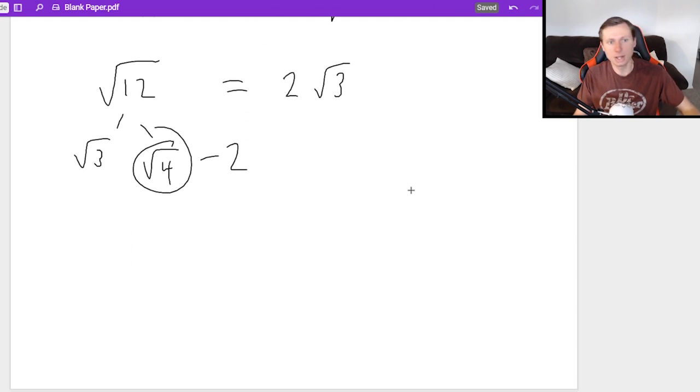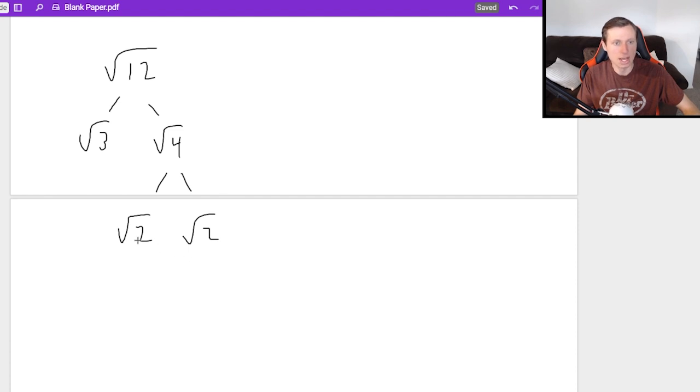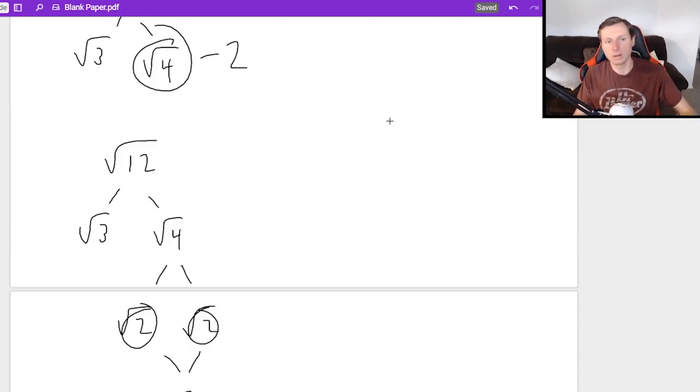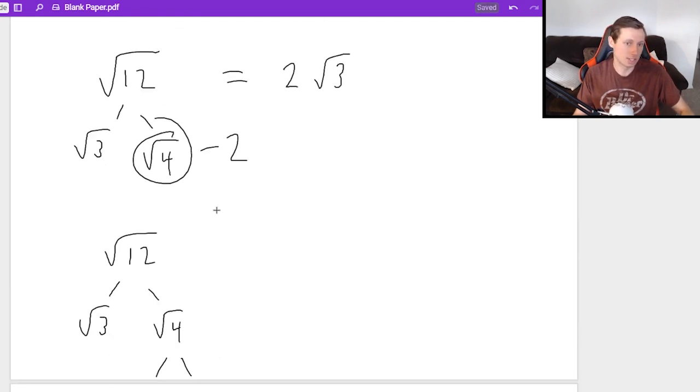Another way you can break up the square root of 12, you can also do this. Square root of 3 times square root of 4, and the square root of 4 can break up into the square root of 2 and the square root of 2, and these guys are pairs. And so once you find a pair, that breaks out of the square root as a 2. So the answer again is 2 root 3, and I got it in two different ways. So again, we are looking for either pairs like this, or you're looking for perfect squares like that.